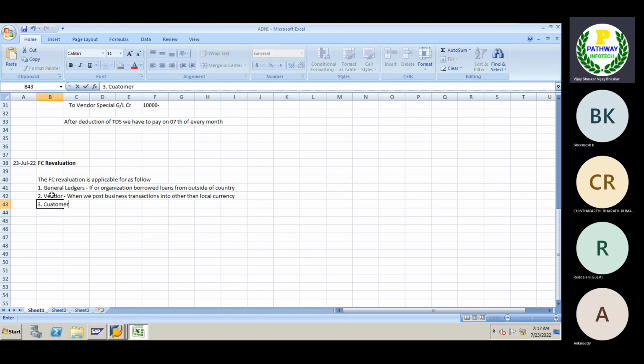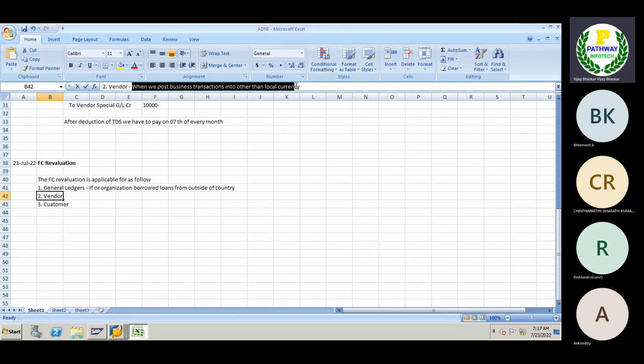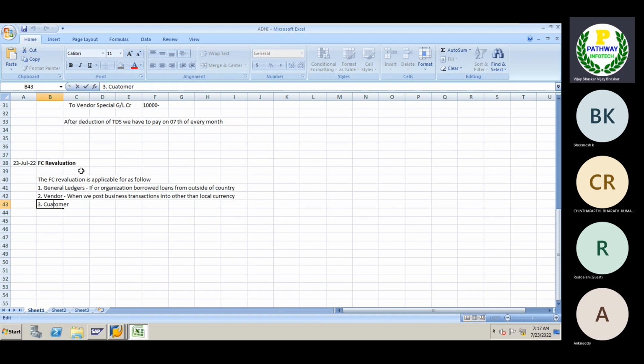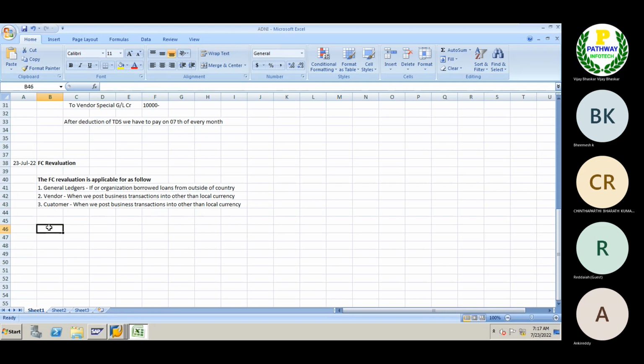Then remember the customers. In customer cases also, when we pass the entries, we record customer related transactions in the system. Just for your information. Now, the foreign currency revaluation is applicable for three things: one is general ledger, another is vendor, another is customer. Remember. Now I will explain the scenario.